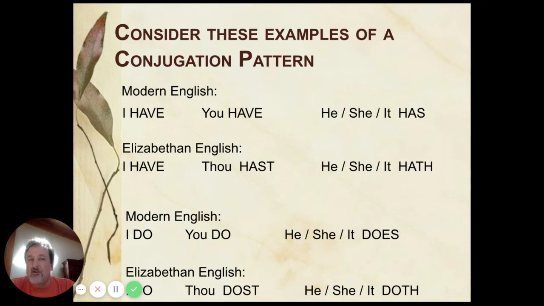What happened is, over time, the English language got rid of the differences between first and second person. So I and you have the same verbs. Back then, that wasn't true. So when you see this sort of ending, the ST or the TH, you're probably just looking at a verb as it used to look back then.